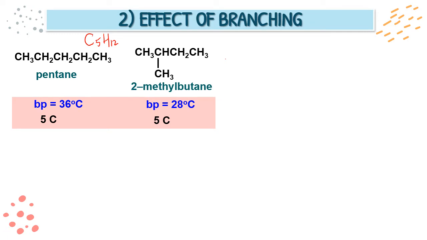Because we have an isomeric alkane over here, 2-methyl butane is a chain isomer to pentane. And if you look closely, the boiling point of 2-methyl butane is lower than the boiling point of pentane, even though it has the same molecular weight. Why? Because of the branching, because there exists a methyl group over here.